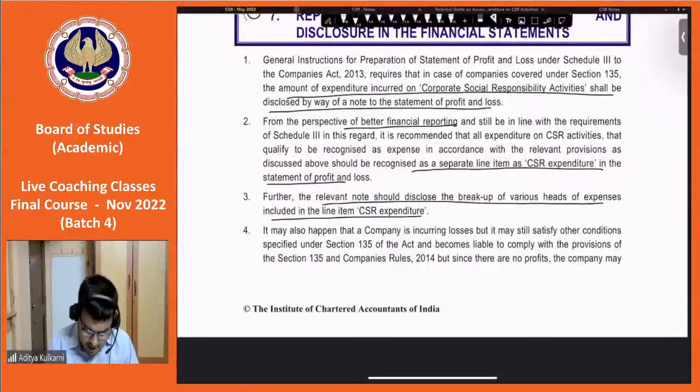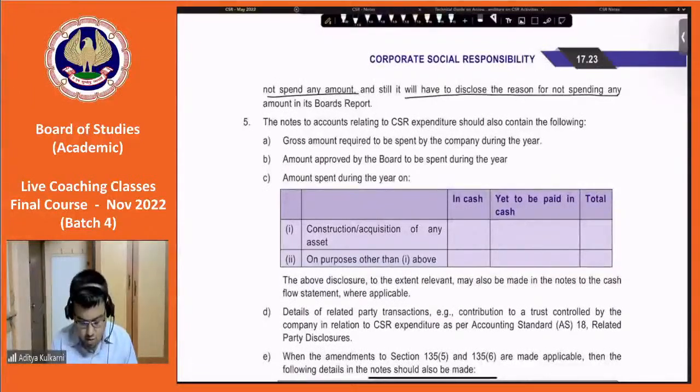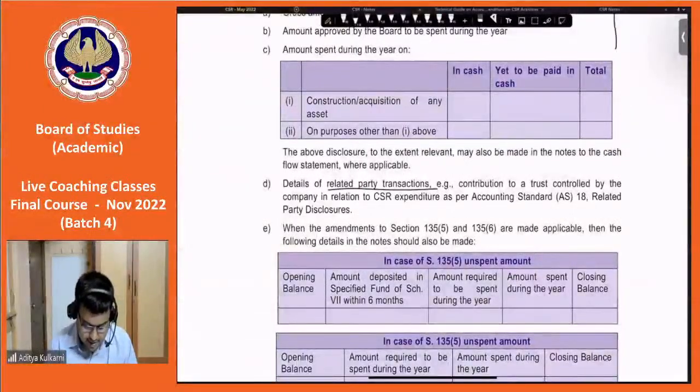It may also happen that a company is incurring losses, but it may still satisfy other conditions. 1,000 crore turnover, but it has made a loss in the previous year. So I will not be required to spend anything. But I still have to fulfill other requirements like CSR committee, constitution, disclosures, etc. Since there are no profits, the company may not spend any amount, but it will disclose the reason for not spending any amount in the board report. Notes to accounts relating to CSR should include this part. Related party transactions you disclose.